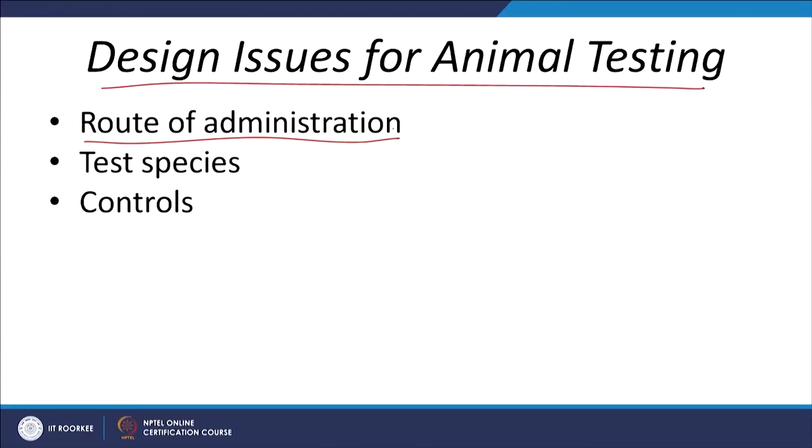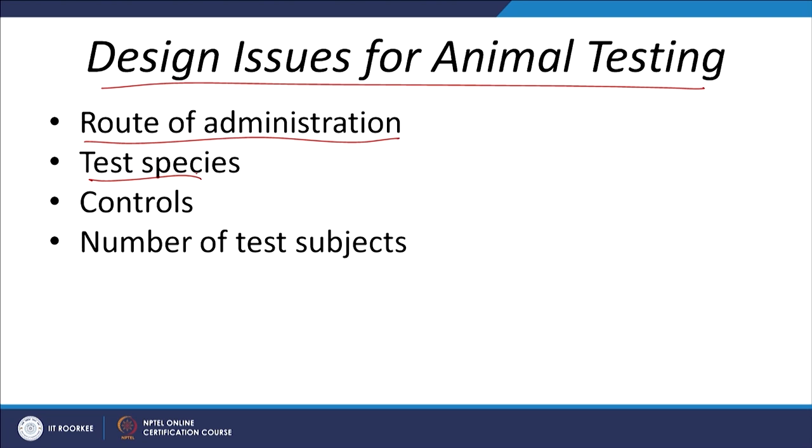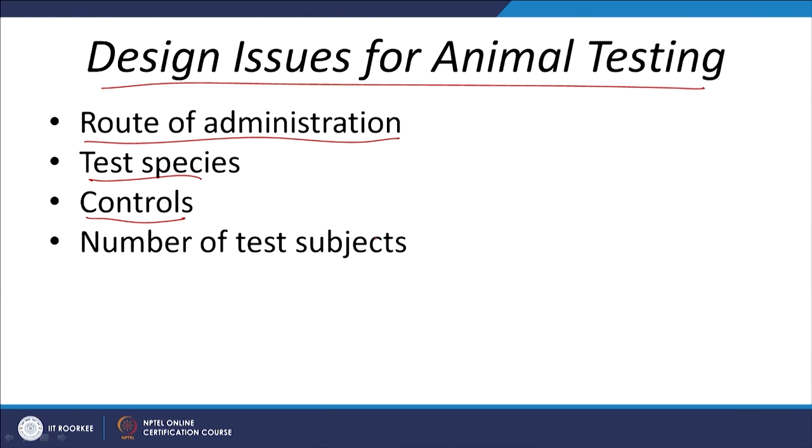Then the test species: the kinds of test species we are going to look at. Obviously, there are controls, as in, you need to have the baseline information for the relevant test species. For statistical relevance, you need to look at the number of test subjects. And then dose selection.